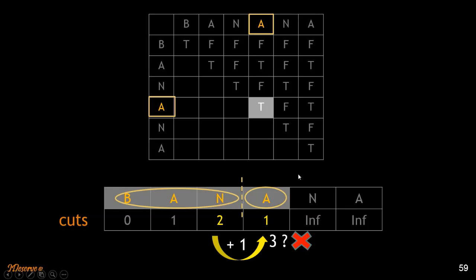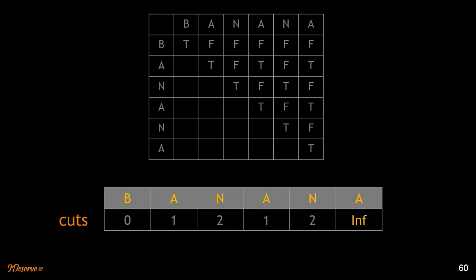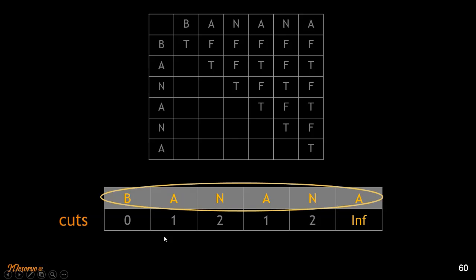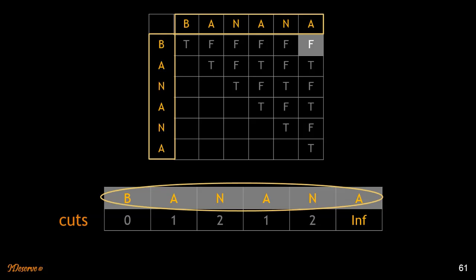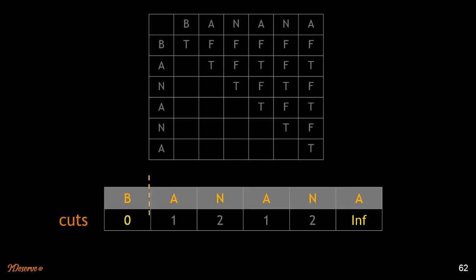Now I'm going to skip the substring of length 5. I'm going to directly go to the whole string. Let's start by looking at the whole string. If it is a palindrome, we won't need any cuts, right? But it is not a palindrome. Let's split at the first character. We have two substrings B and ANANA, right? For B we have already computed here. The number of cuts required is 0.